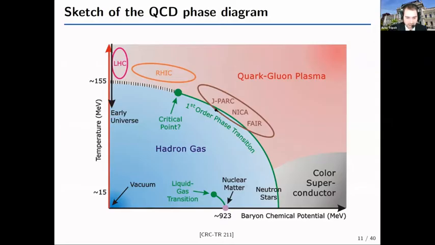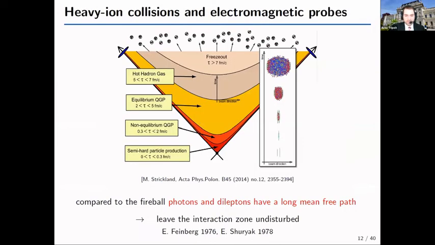So how can heavy ion collisions be used to learn about the phases of QCD and the properties of particles? Well, here you can see the space-time evolution of a central heavy ion collision at relativistic energies. And you see that after the initial collision and the non-equilibrium phase, the system is expected to pass through an equilibrium QGP phase, which is followed by a hot hadron gas phase. And finally, we have the freeze-out phase before the produced particles reach the detectors.